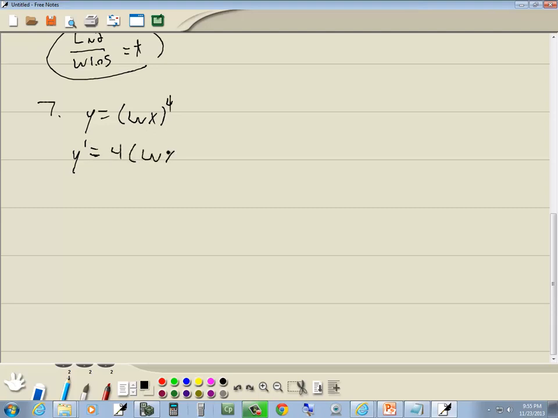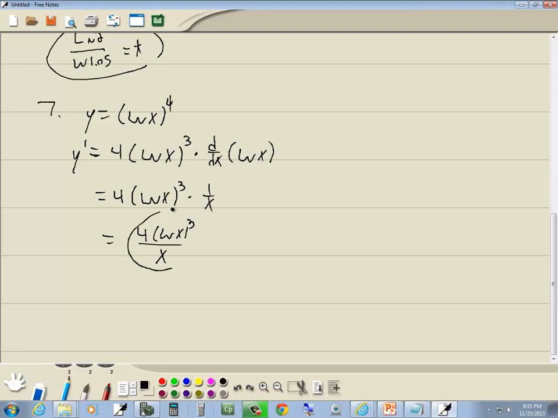What's inside the parentheses remains as is. Lower your power by 1, and then you multiply it times the derivative of what's inside the parentheses, which is natural log of x. So that gives us 4 times natural log of x to the third times, and then the derivative of natural log of x is 1 over x, which gives us 4 natural log of x to the third power over x. And that's our answer.